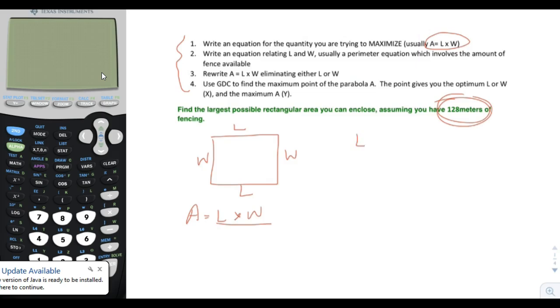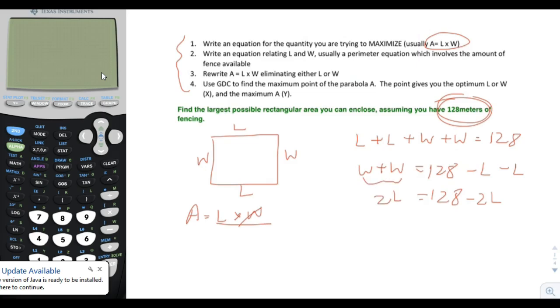Alright, how do we relate length and width in this case? By the fact that we have 128 meters of fencing only. So we could say the 2 lengths plus the 2 widths added together gives you 128, right? Okay? Now, let's say that we want to eliminate W. Okay, so let's try to find an expression with W on the left and the L's on the right. So we'll say W plus W equals 128 minus L minus L. We could be good at algebra and we'll say, hey, that's equal to 128 minus 2L. And we could also say that W plus W is also 2W. Okay, so now we have an expression which relates L and W.